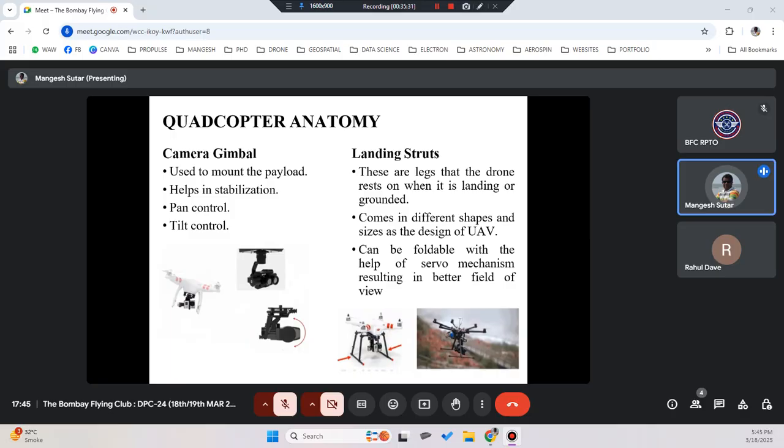But still, since the motors are moving, some minimum vibration would be there. So it will affect the output of the imagery. You will see a lot of blurry or zigzag artifacts sometimes in the shots you are capturing. So to reduce that, you will have a gimbal.